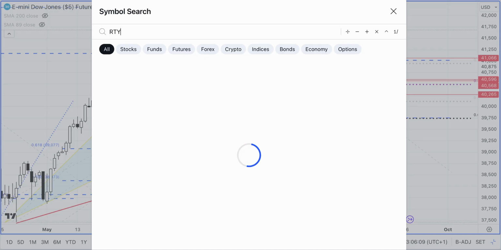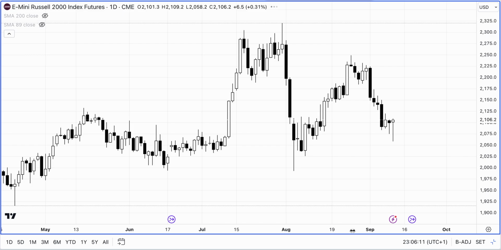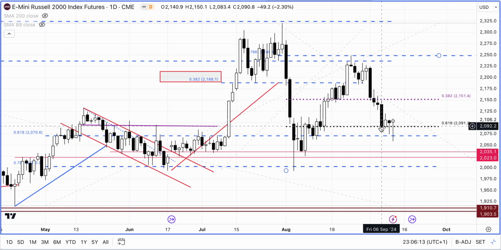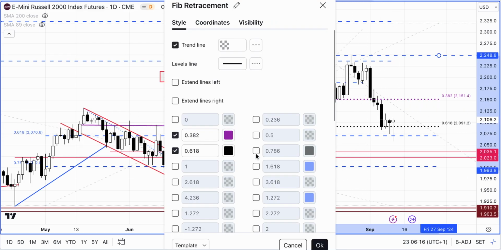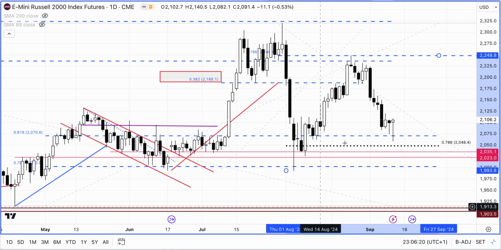This is Dow Jones. Let's take a look at the Russell 2000. So Russell 2000 retraced right to the, I think it's 78.6% retracement now. Actually missed it, which is good because this means it's a little bit stronger.